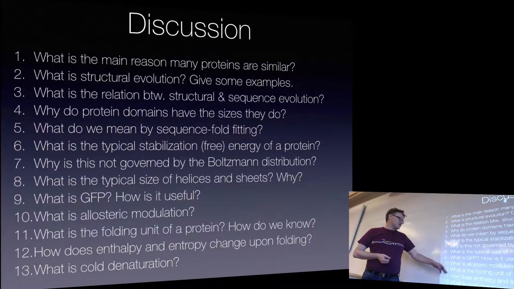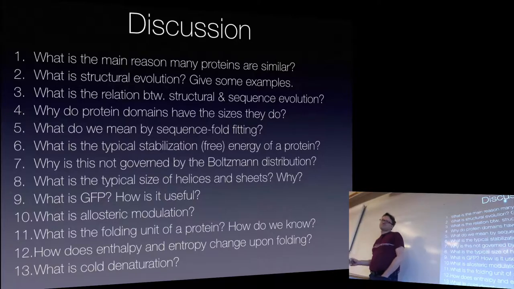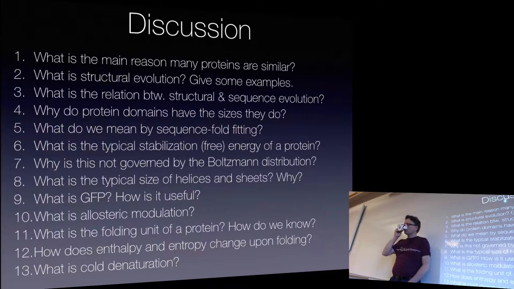So how do we know that? I went through that a little bit quick at the end. Wasn't it the melting units? Where if you start to denature a protein, you see that it's domain by domain, it's all or nothing. It's not that it slowly denatures.